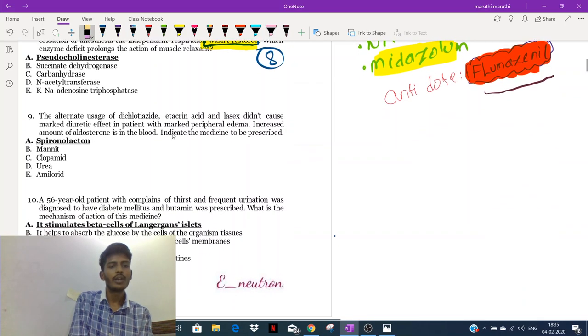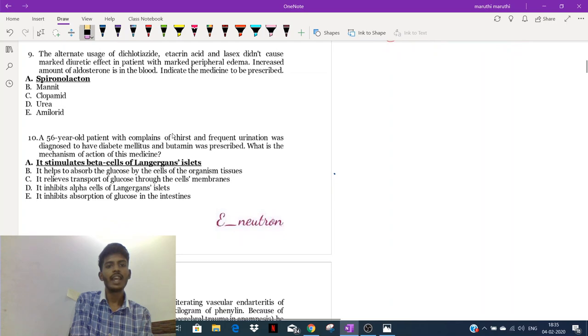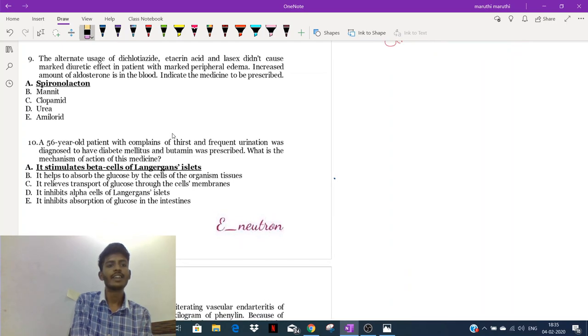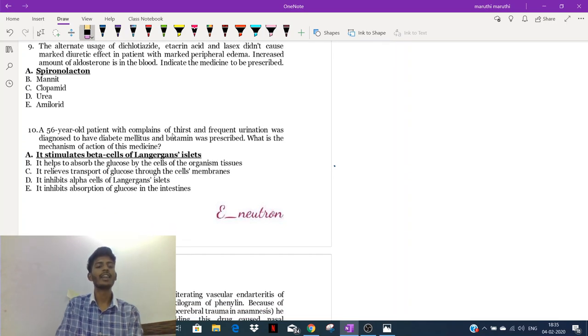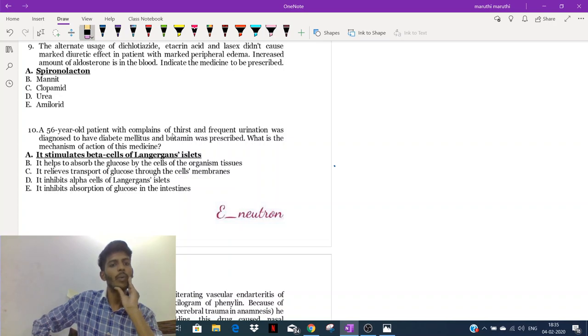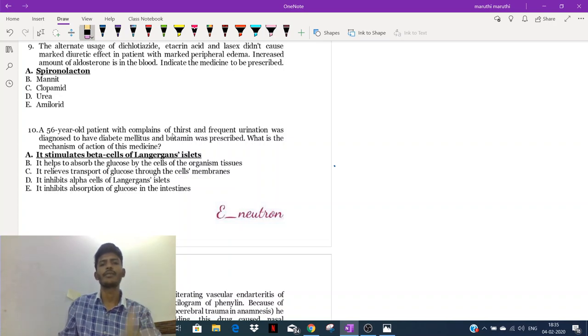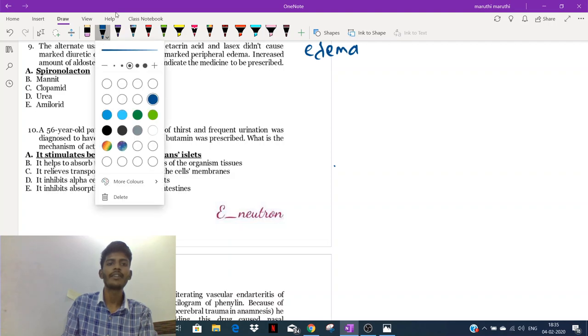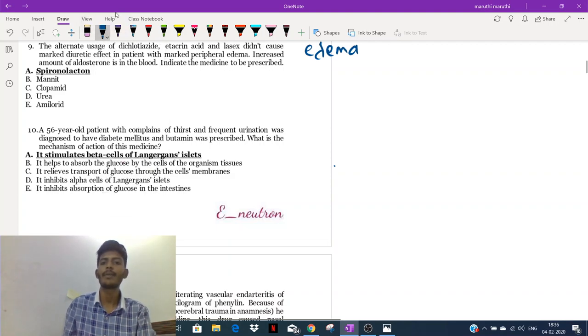So, the alternate usage of dichlothiazide, etacrynic acid, Lasix did not cause marked diuretic effect in a patient with marked peripheral edema. Increased amount of aldosterone is in the blood. Indicate the medicine to be prescribed. It's a very simple question. What did they tell? First, the patient had edema. If the patient had edema, what would be the treatment? If a patient has severe edema, the treatment would be diuretic.